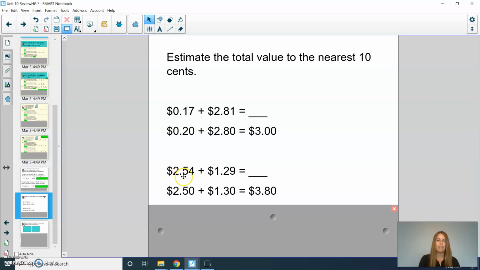I know that if I had 54, that's going to keep that 50 the same. So my $2.54 would round to $2.50. But if I have a 9, that 9 is going to move it up. So my $1.29 would round to $1.30. $2.50 plus $1.30 would give $3.80. Again, if you want more practice, you can make up some problems before moving on.